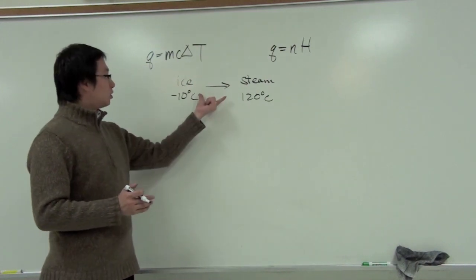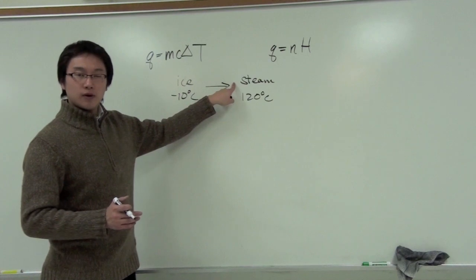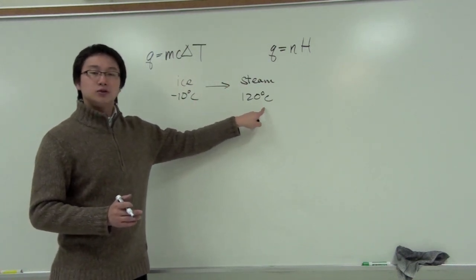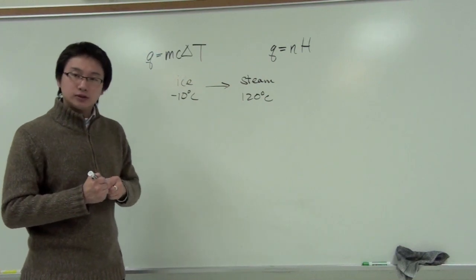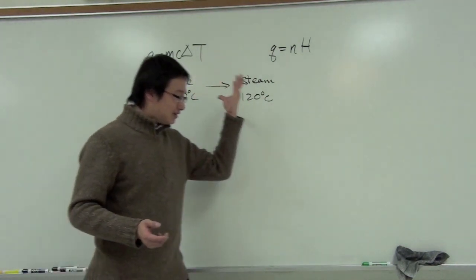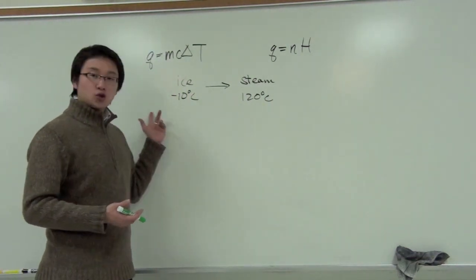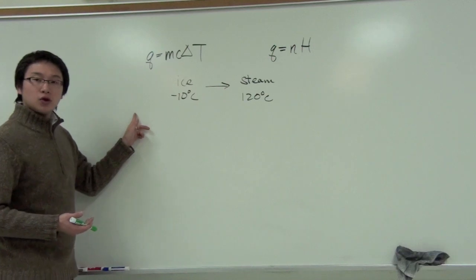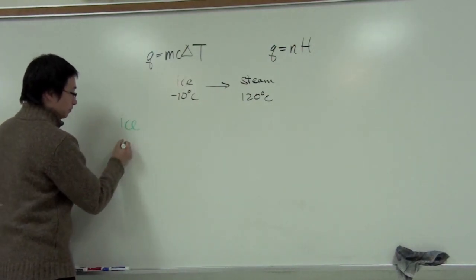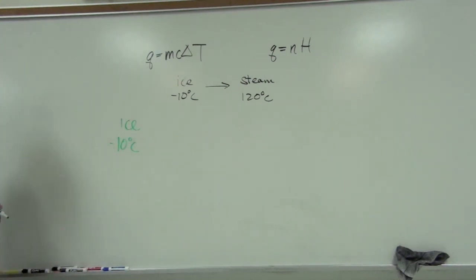But now, as we look here, you can see it's changing from ice to steam. And the temperature is changing from -10 degrees Celsius to 120 degrees Celsius. So there's a lot more embedded in this statement. So we have to look closer at what is going on right here. So we will start off with the ice at -10 degrees Celsius.